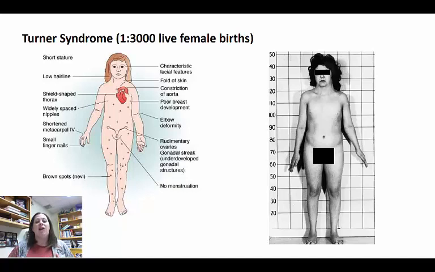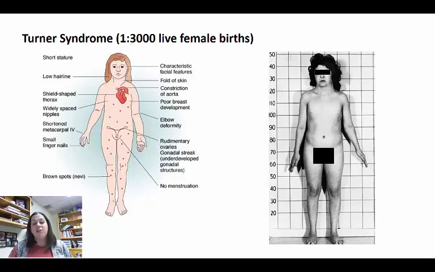And so we see that they also can end up being infertile because they won't have menstruation due to the lack of hormones. We do see that they can have some characteristic facial features. The construction of their aorta could be abnormal. They could have an elbow deformity that can be seen on the outside. We also see that they can have smaller fingernails, widely spaced nipples, and a lower hairline. And so these are all potentially factors that come into play for Turner syndrome.